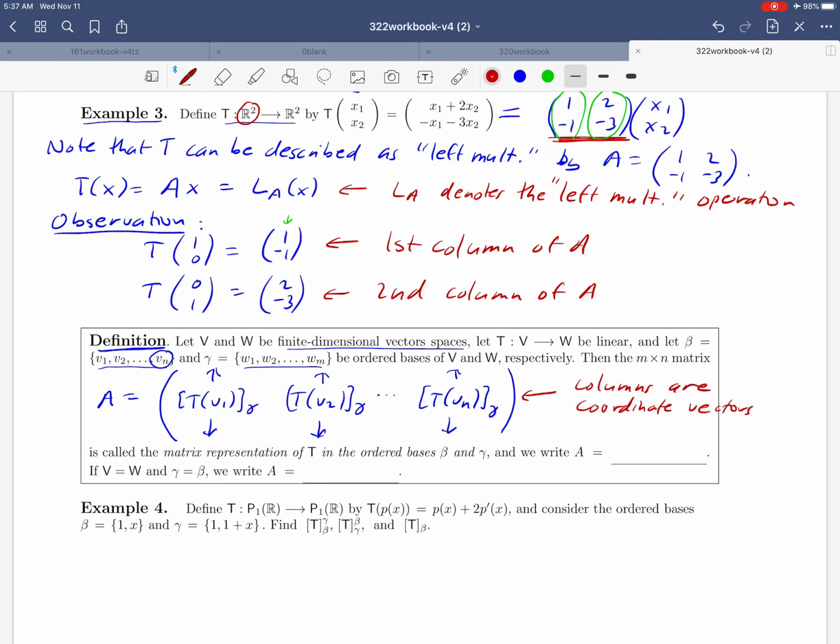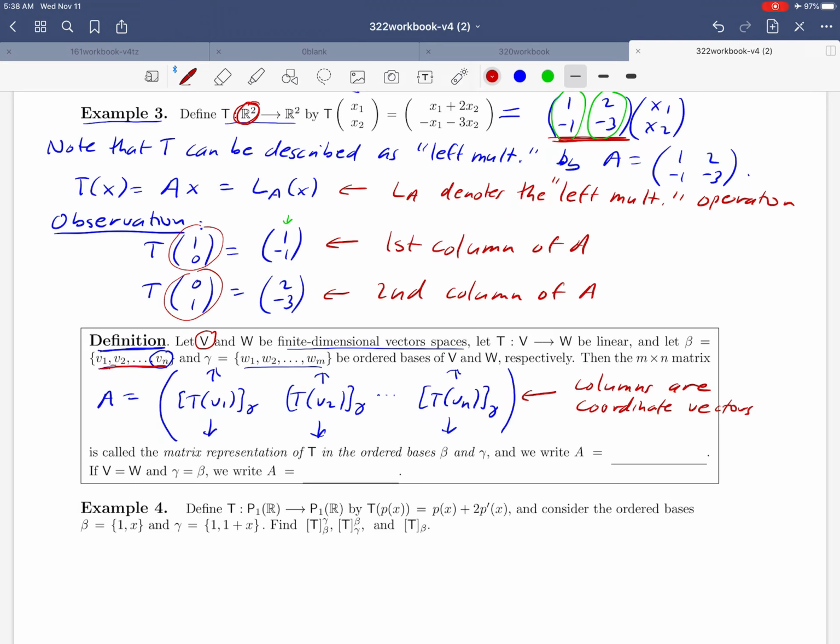Our motivation for doing it this way is exactly what we saw up in example 3. These two vectors, 1, 0 and 0, 1, form a basis for our domain. And v1 through vn form a basis for our domain down here, V. So we just took those vectors, v1 through vn, one at a time. We calculated T of those, and we used those coordinate vectors as columns in our matrix.